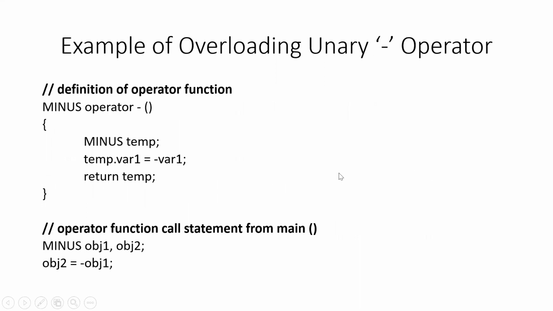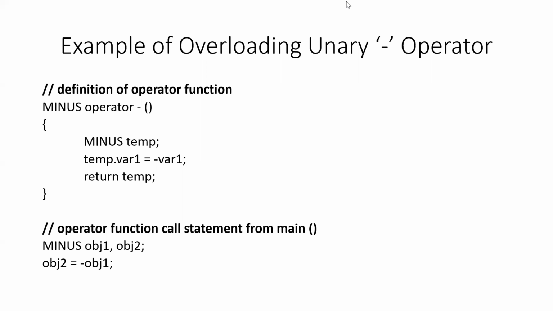So here is an example of overloading the unary minus operator. We are not going to write the whole program. So you know how to create a class. You can create a class by yourself, and you can create a class with a single variable. The name of the variable will be var1. And within the class, at this moment, we are only going to define the operator function.